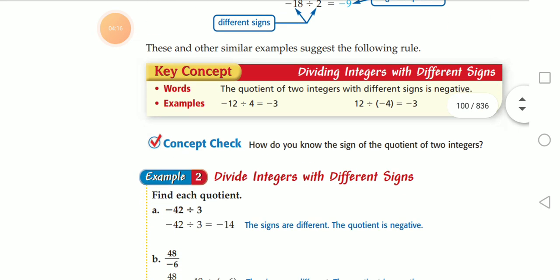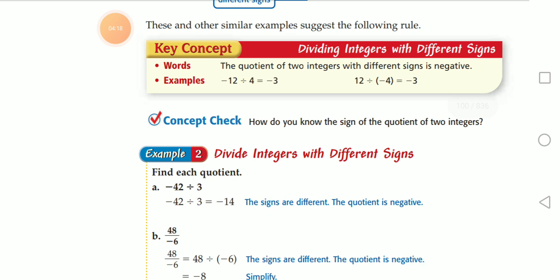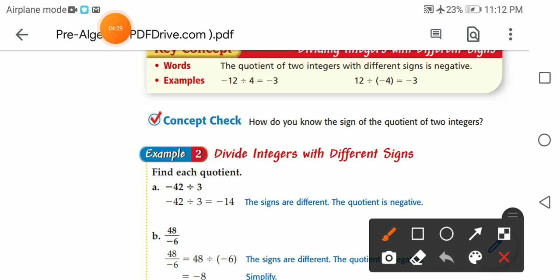Here the key concept is important. Write it in your notebook and study this well. The quotient of two integers with different signs is negative.